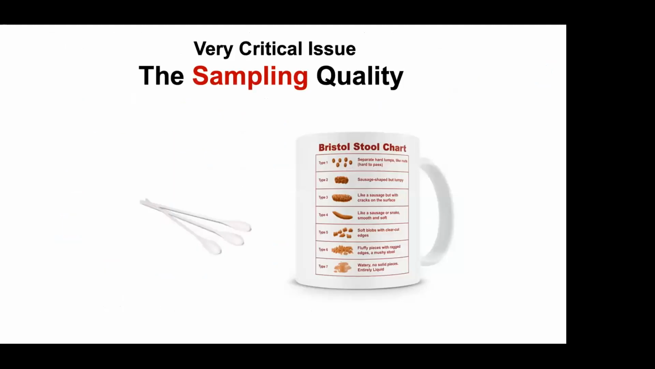So coming back to the issue, the most important issue for studying the relation of the microbiota with health and disease is sampling. And sampling is critical also for the stools. If we classify the different stools we can have, it's completely different if we have a stool type 1, type 2, type 3, or type 4, 5, and 7.